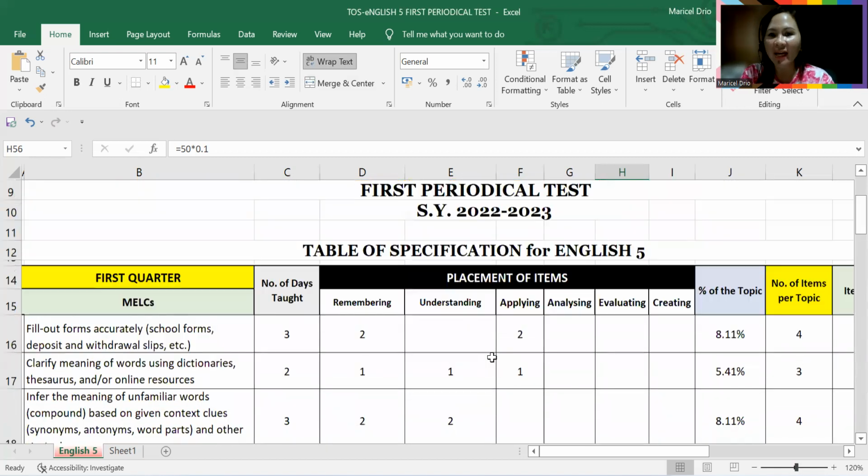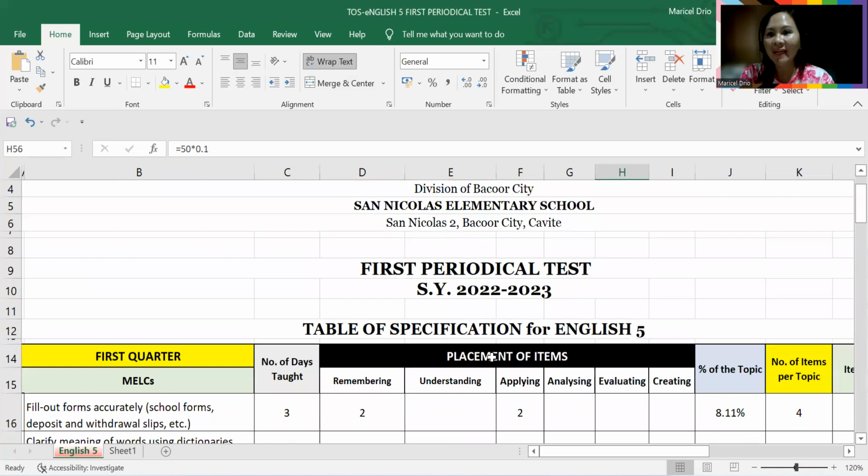All right, so there you have it, guys. I hope that I have helped you in planning your TOS, for making the examination for the first quarter.